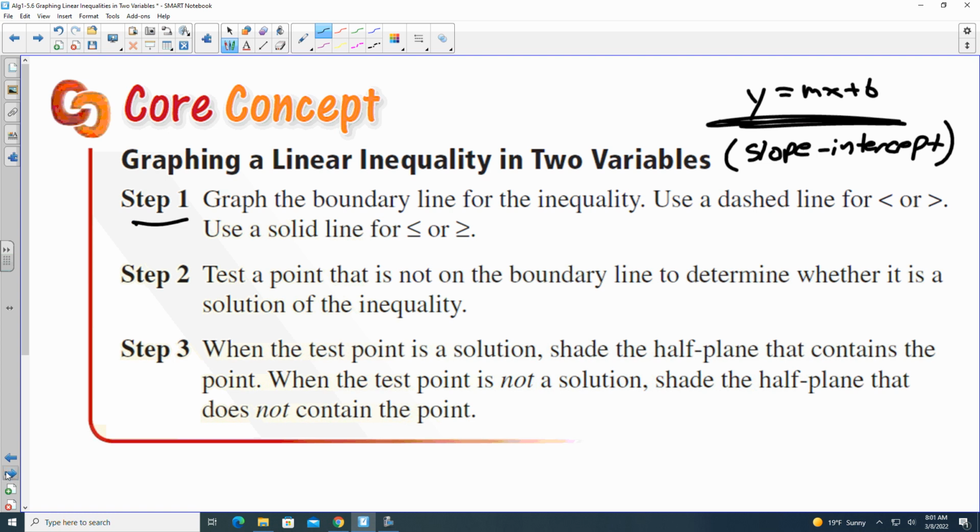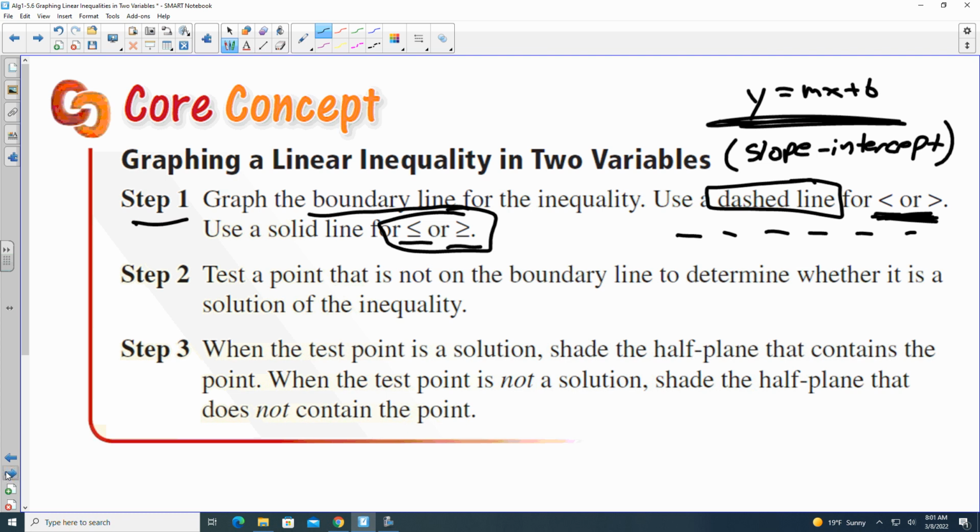Next, looking at step 1 here, is the line that you create from the slope-intercept form. In inequalities, they call it a boundary line. Now, the way you draw the boundary line is dictated on whether you have a less than or greater than, or less than or equal to, or greater than or equal to. If you have less than or greater than, that boundary line, the slope-intercept form that you graph, will be represented as a dashed line, like this. Anytime that it is a less than or equal to or greater than or equal to, it is represented by a solid line.